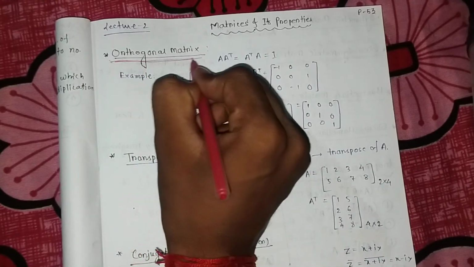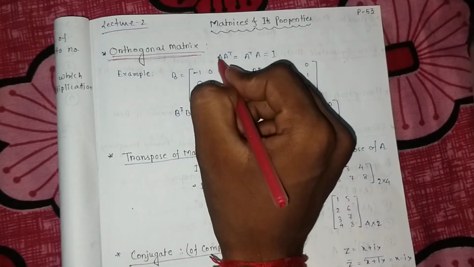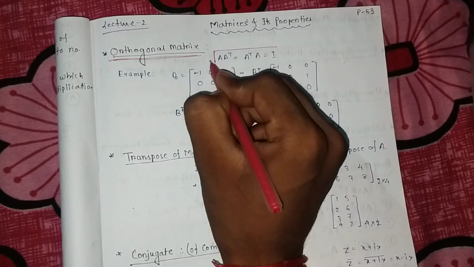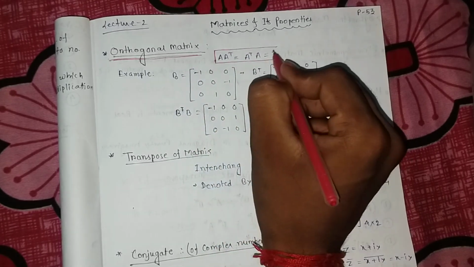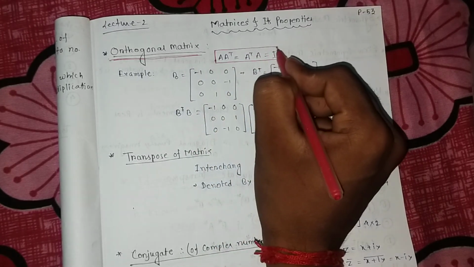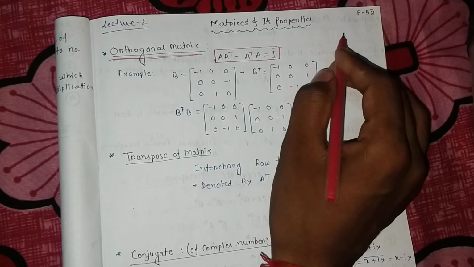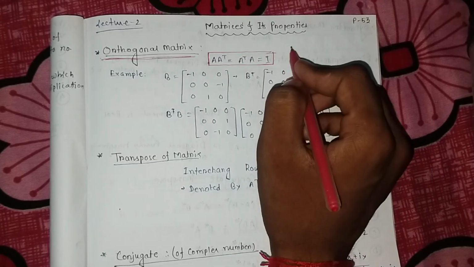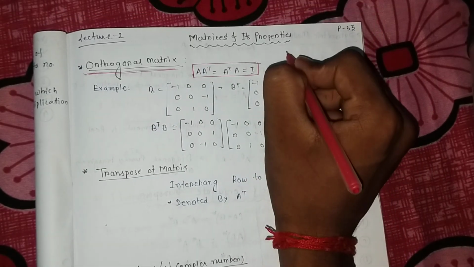If A is a square matrix and satisfies this property, A transpose A equal to A A transpose equal to identity, then it is called an orthogonal matrix. Now we can say what is the transpose of a matrix.